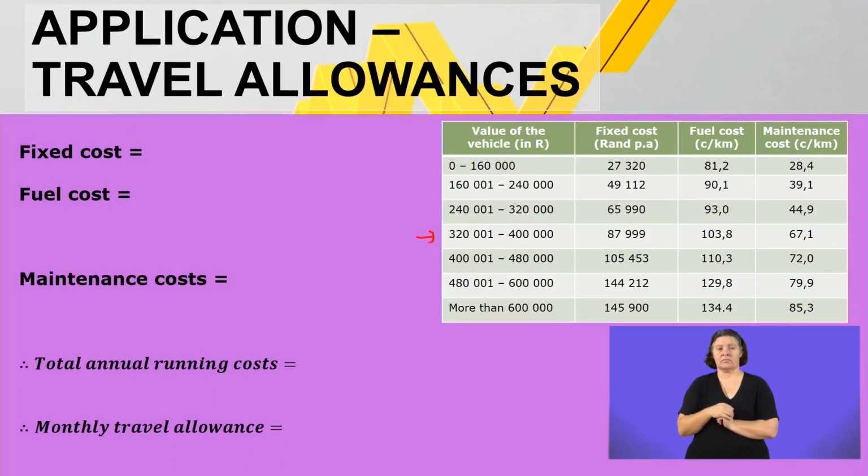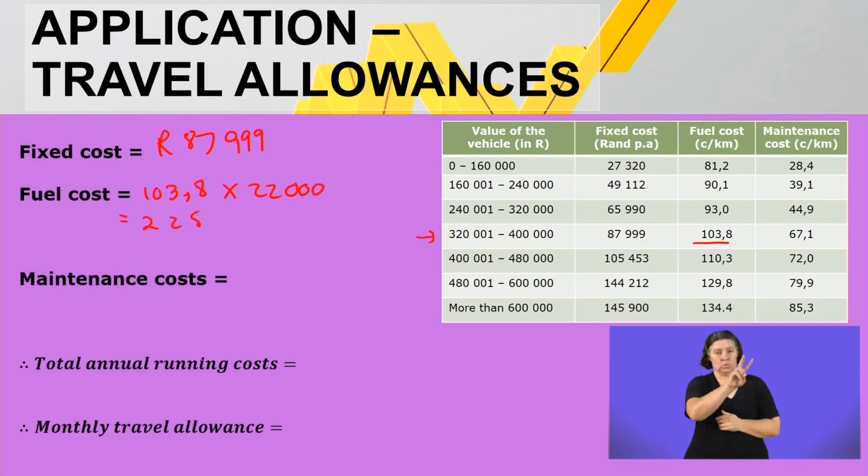The fixed cost per annum, 87,999 Rand. Thereafter, look at the fuel cost. Fuel cost will be 103.8 cents per kilometer, multiplied by the 22,000 kilometers per year. Let's type that in, 103.8 multiplied by 22,000. So that will give us 2,283,600 cents. So I divide this by 100.